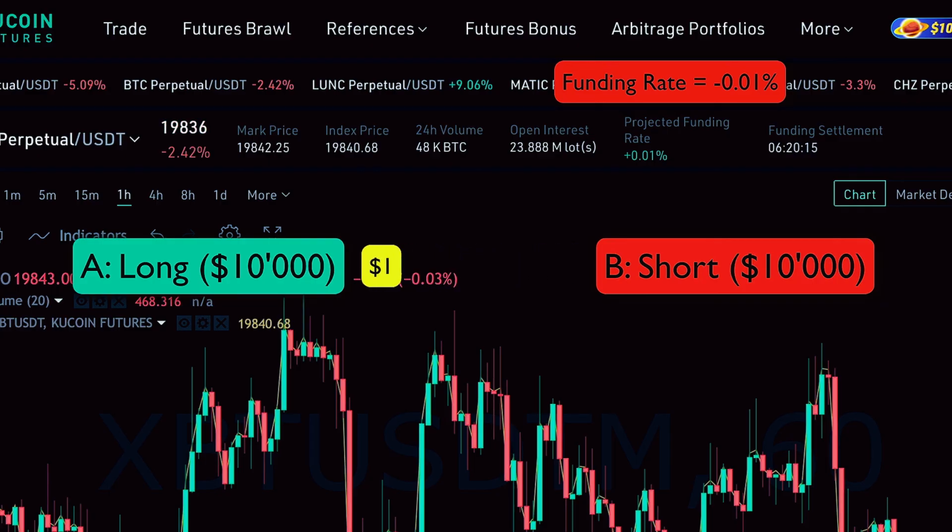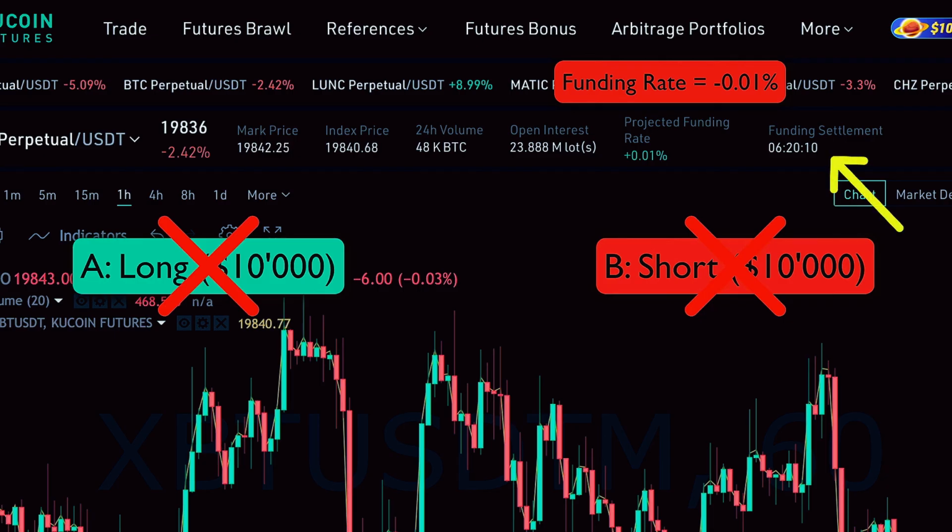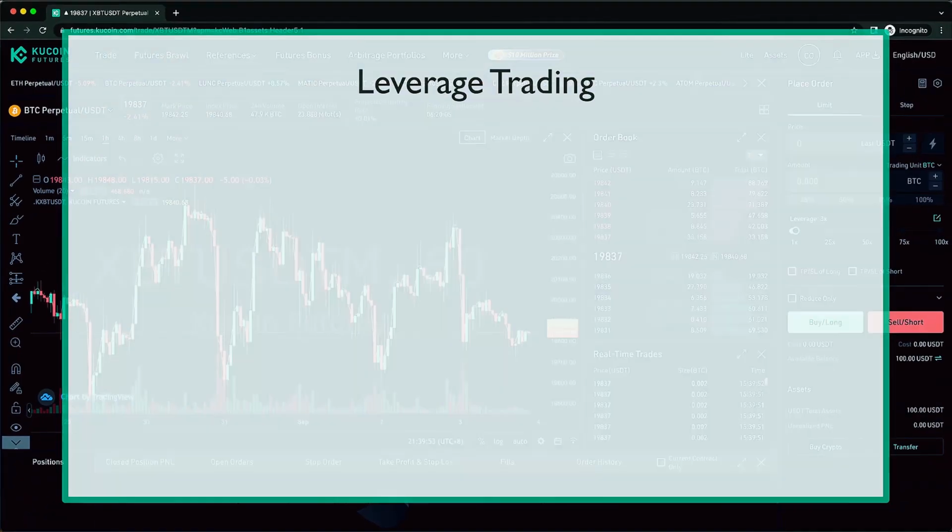trader A. However, if we close our position before the funding settlement countdown hits 0, then we are not participating in this funding settlement. Now let's look at leverage.